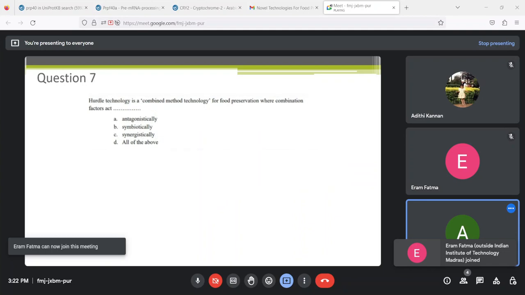Moving to question 7. Hurdle technology is a combined method technology for food preservation where combination factors act A. antagonistically, B. symbiotically, C. synergistically, and D. all of the above. So what could be the answer for this? So before we proceed, any clue what is a hurdle technology?